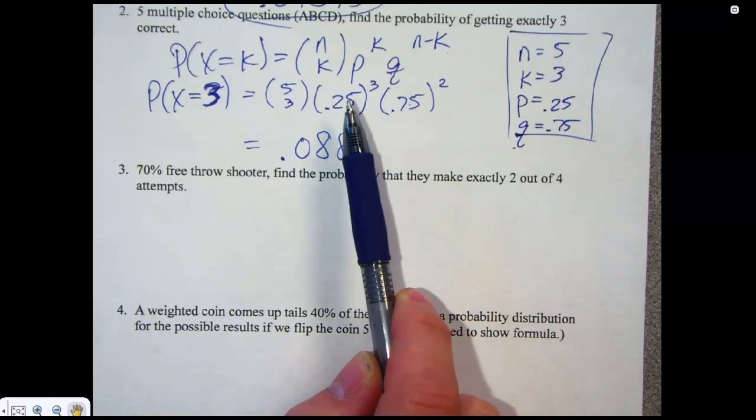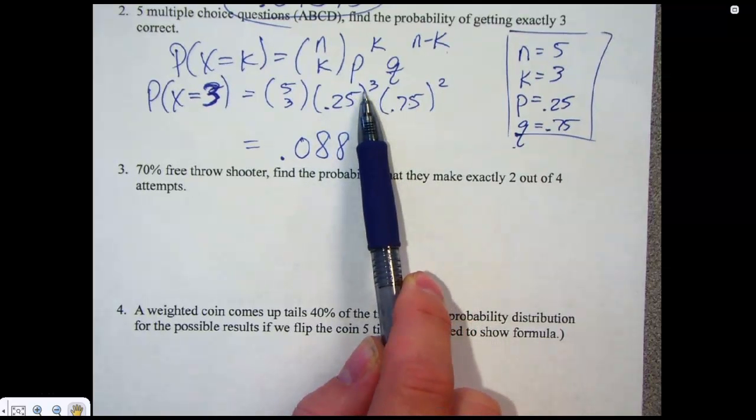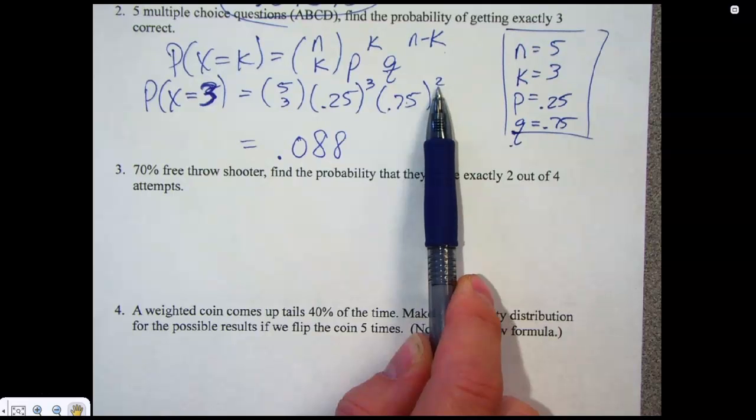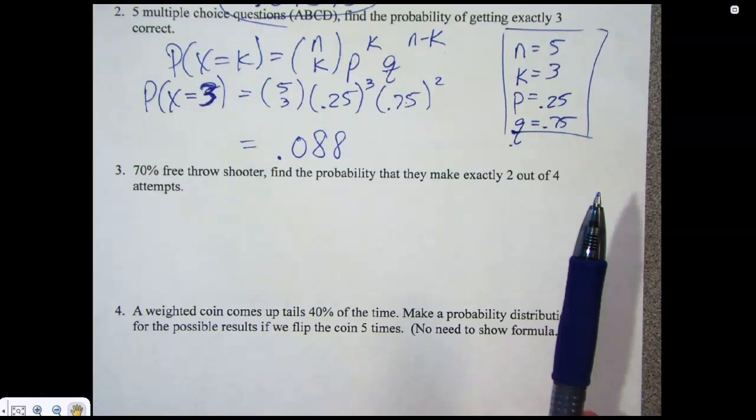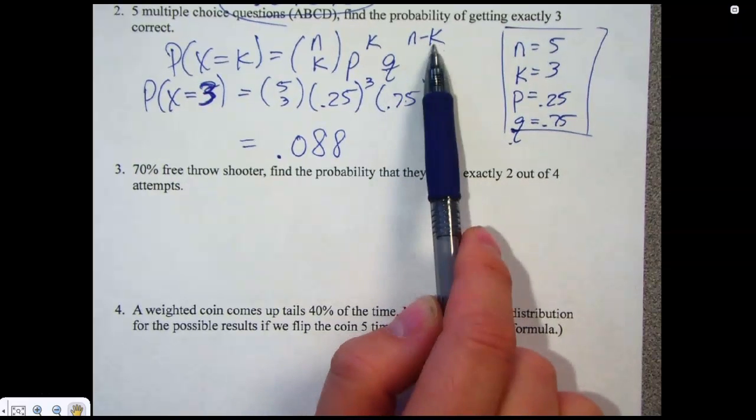We want to get 3 questions correct, which means we need to get 2 questions wrong, because there's a total of 5 questions. Or it's N minus K, if you want to think about it that way.